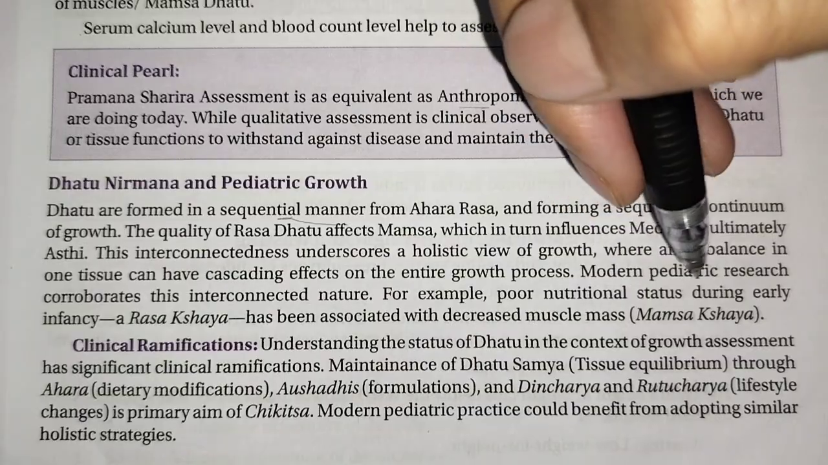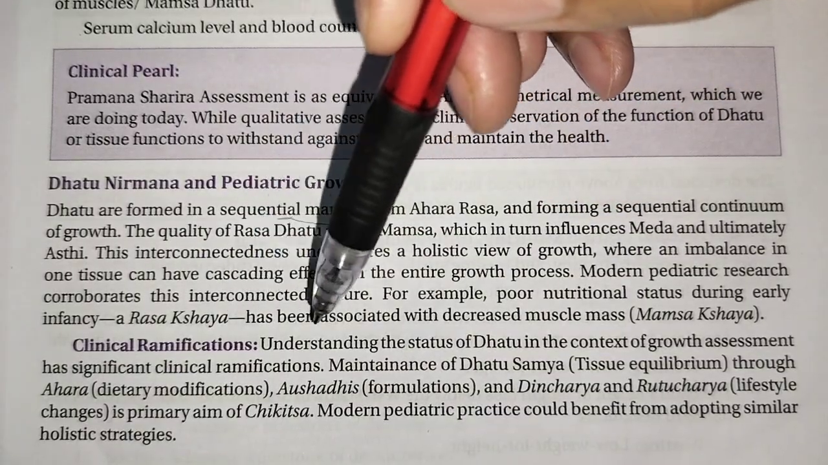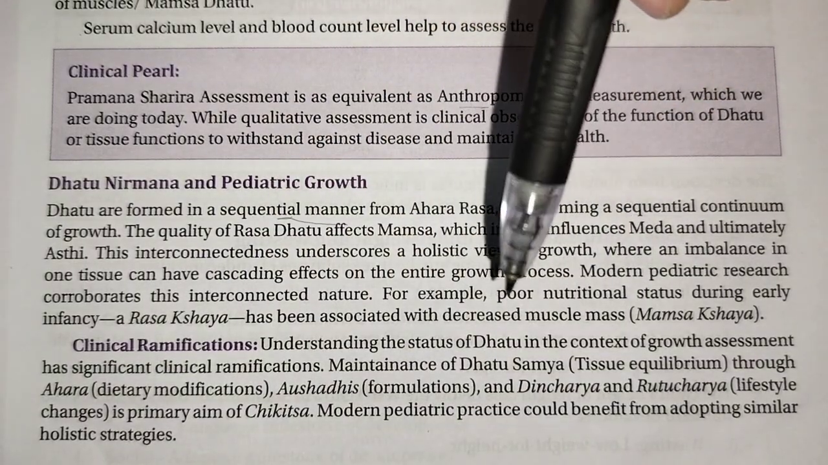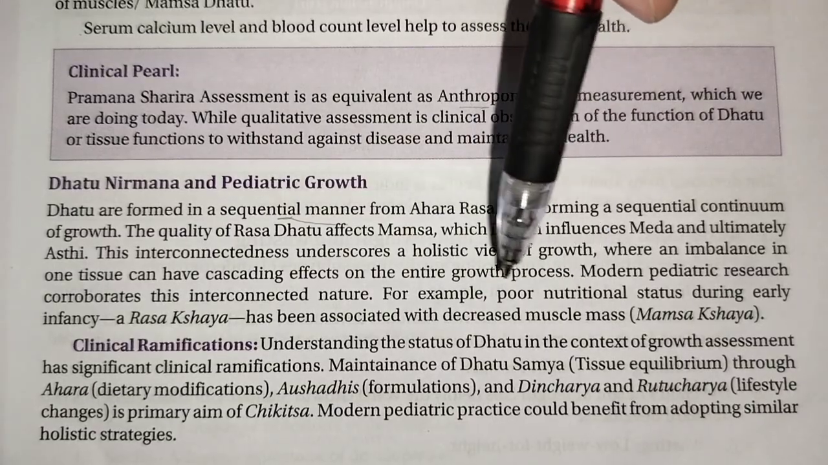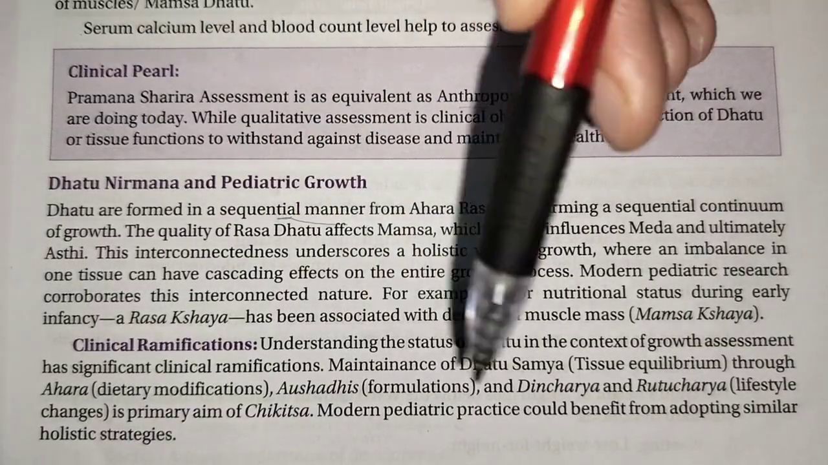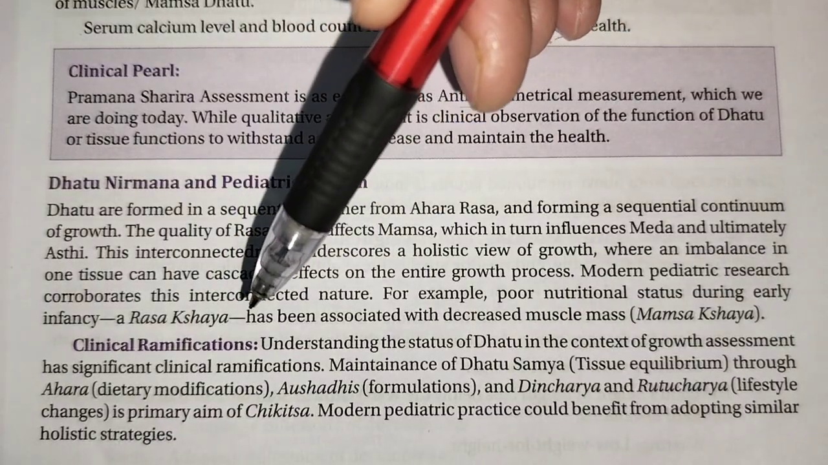For example, poor nutrition status during early infancy, the rasakshaya, has been associated with a decrease in muscle mass. If nutrition is poor, then it is definitely going to affect the baby, right? So they have given clinical ramifications.